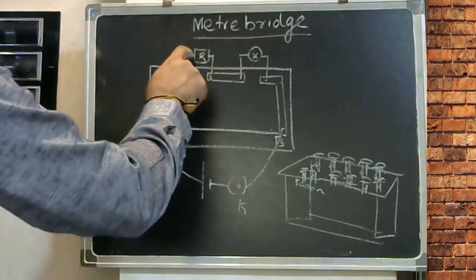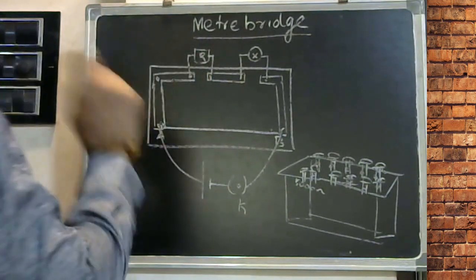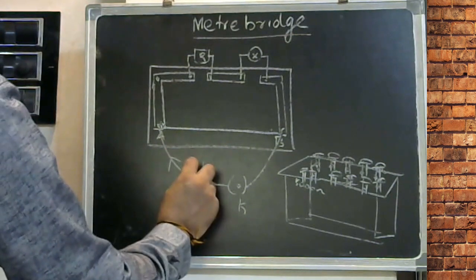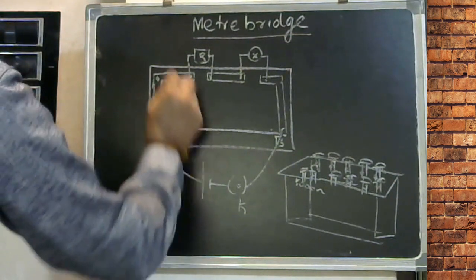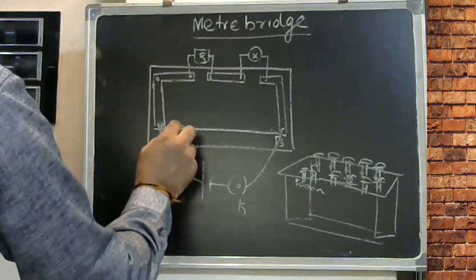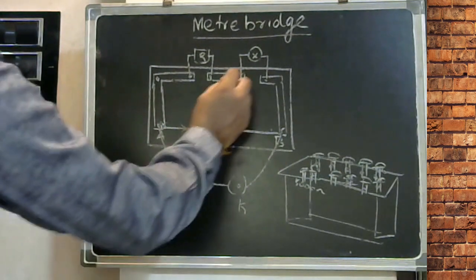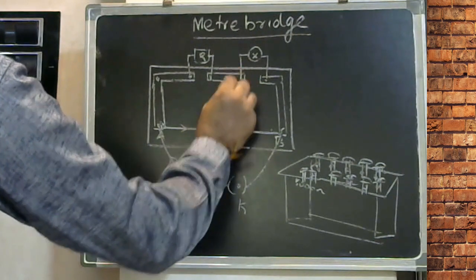So you are removing this. This resistance is known to you. So you know what you are removing, you know the value. Current from this battery will go like this, will enter through this wire and this wire. And this wire is 1 meter wire, which is 100 centimeters. Now from center, there is another screw here. From there you connect a galvanometer.